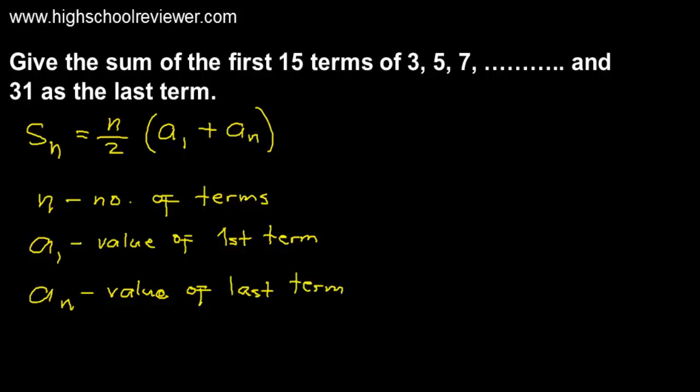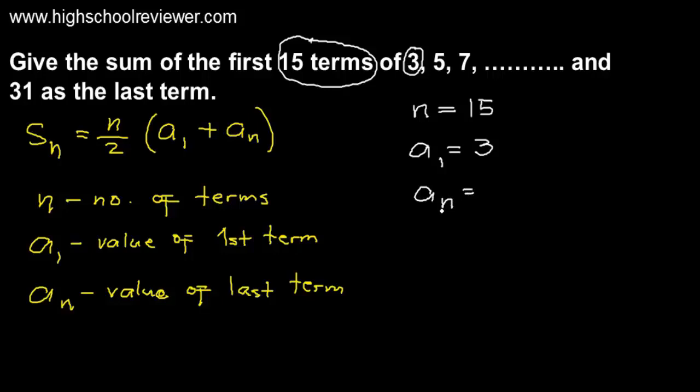Okay, now going to our problem. There are 15 terms. So since we know that there are 15 terms, we have n equals positive 15. And for a sub 1, this is the value of our first term. Our first term is positive 3. Our a sub n, since this is our last term, will be equal to a sub 15. So our n is positive 15. And a sub 15, since this is our last term, its value is positive 31.